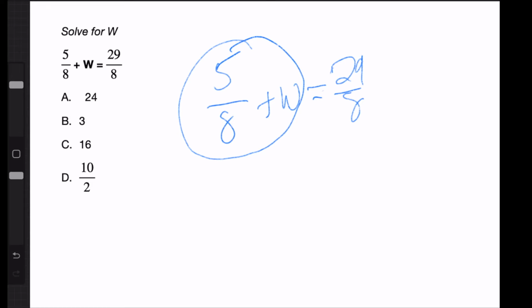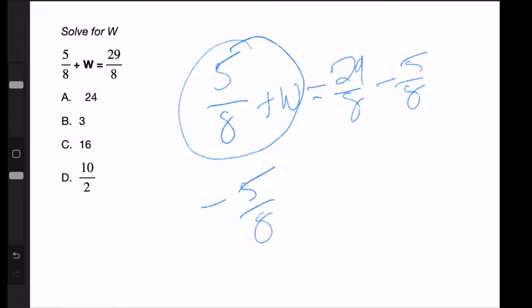What we want to do is remove that 5 over 8 and move it to the other side. Remember, the subtraction rule of equality is we can subtract any number from both sides of the equation and the equation will still be valid. That number doesn't have to be a whole number. It can be a fraction. So in order to get rid of that 5 over 8, we're going to subtract 5 over 8 from both sides of the equation. So we're going to subtract it from the left side, and then we're going to subtract it from the right side.